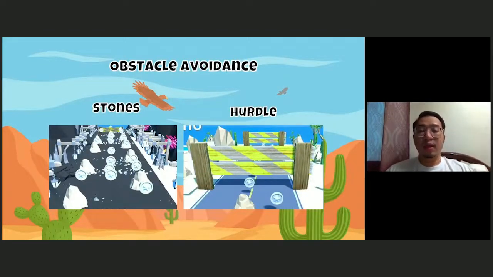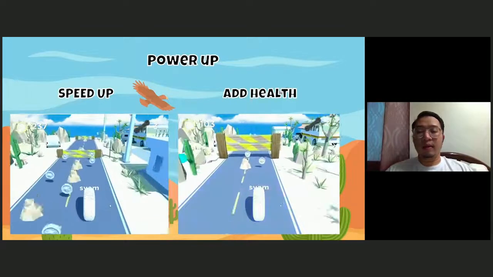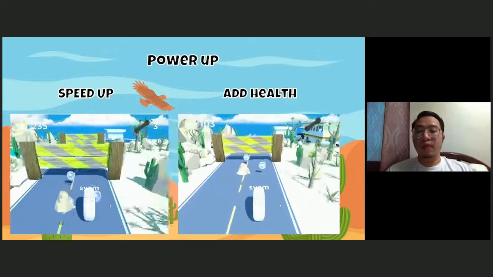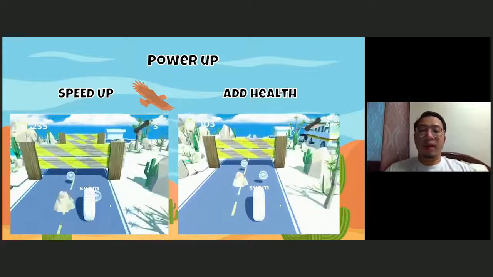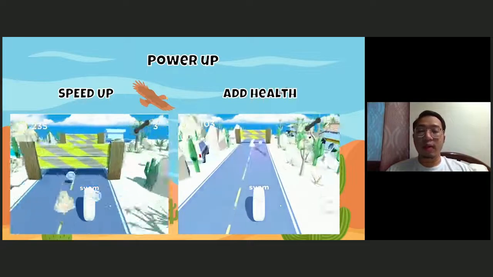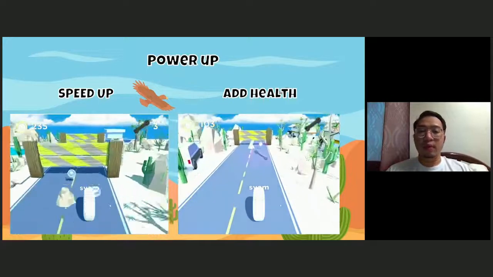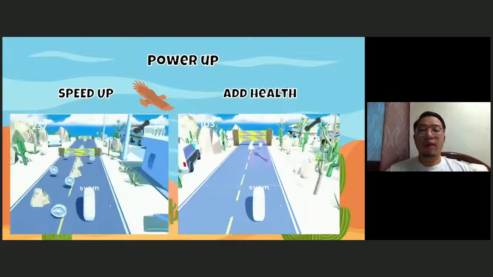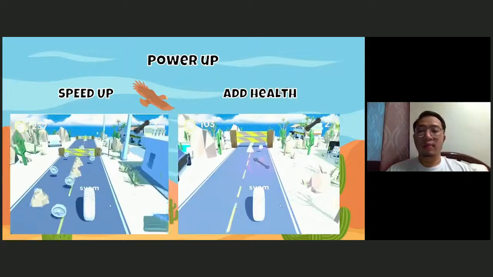Obstacle avoidance. In our game, there are two main obstacles, which are the stones and also the hurdle. Power up. When the user collects the toolbox power up, the speed of the player will be doubled and they will run faster. And when the player collects the spanner power up, which is the purple one at the right side, the player can add to their health. So let's say when the player has 2 health, and then when they collect the spanner, they will get 3 health life.